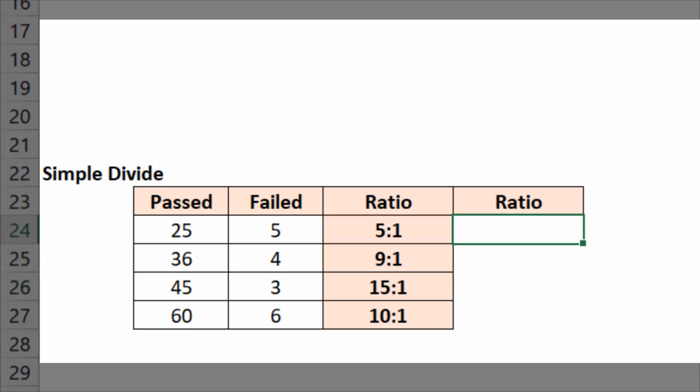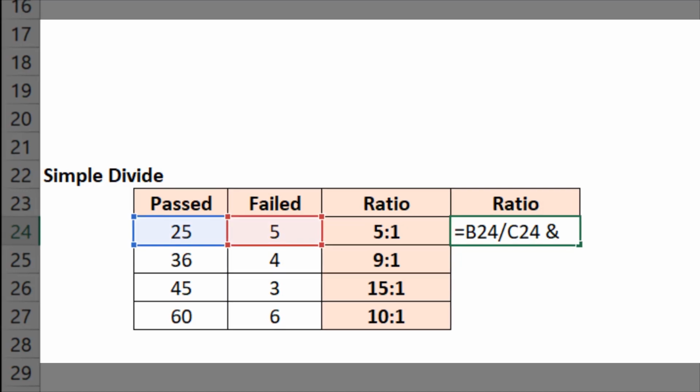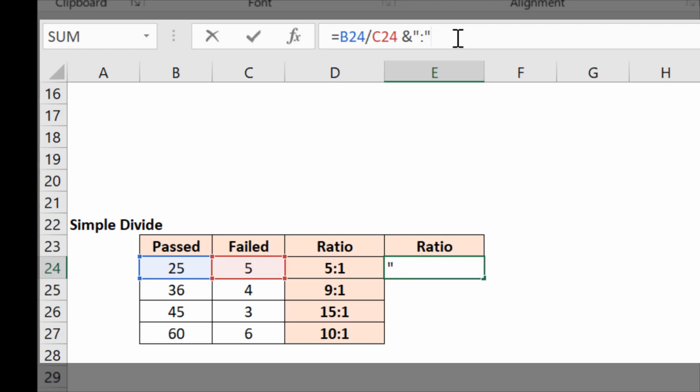Now what you will do is, we will simply divide the first number 25 divided by the C value. This will give me the value of 5. Since I need this ratio, what I will do is I will simply concatenate this value with my ratio sign and 1. So this has given me the ratio 5:1. Similarly, I'll drag this down. Now all my ratios are here. So this was the simple divide method.